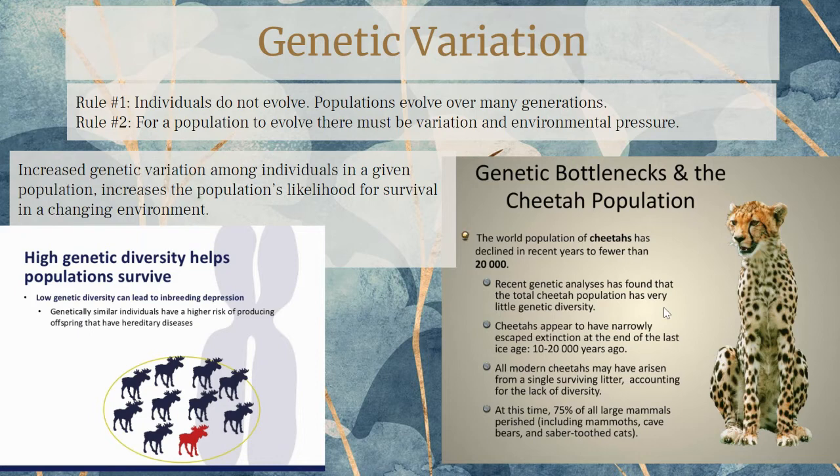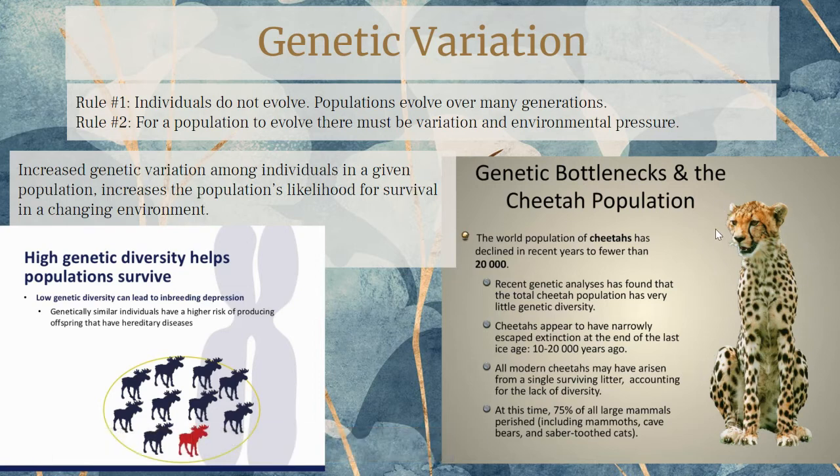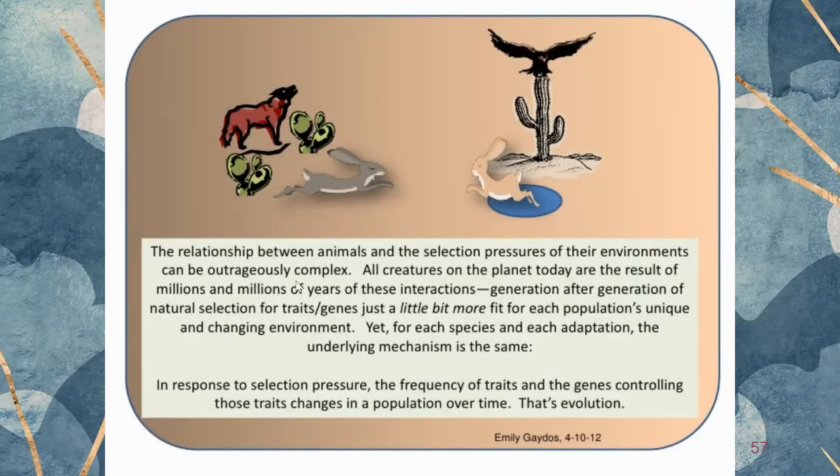We are in a period of extinction. Many organisms are becoming extinct very rapidly. And it's unlikely at this point that large cats and large mammals are going to make it through this round of extinction. It's very hard for them to survive because of their environmental pressure and because of their low genetic diversity. The relationship between animals and the selection pressures of their environments is very complex.